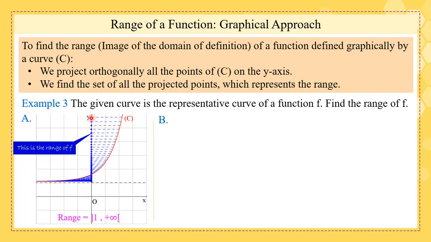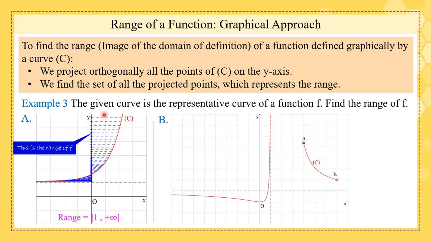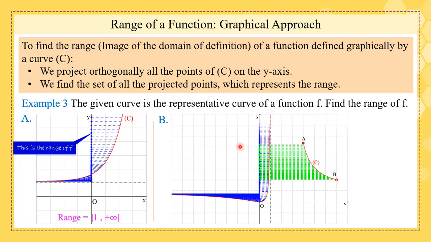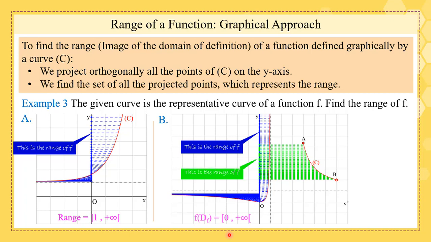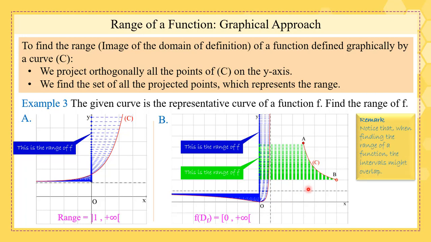Let's take another example. This curve, if we project it on the y-axis, you see, this is the range, and this is also the range, and in this case the range would be closed at 0, opened at positive infinity. And notice here that in case of the range, the intervals might overlap.